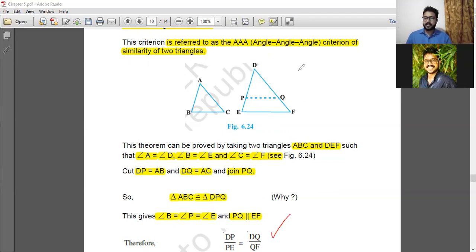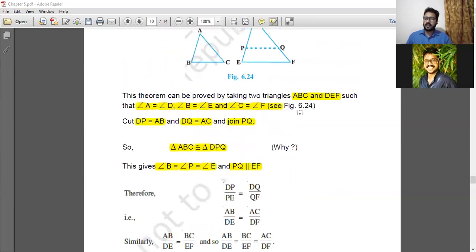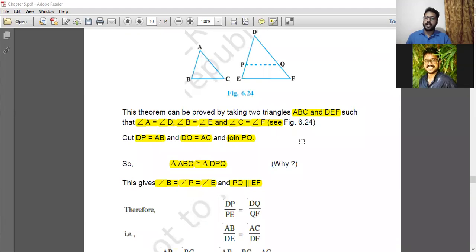Okay, you can easily write it. Now, is that it? Is it over? No. Now again look, what is actually the length DP? It is AB. So instead of writing or considering the triangle DPQ, I can consider the triangle ABC.